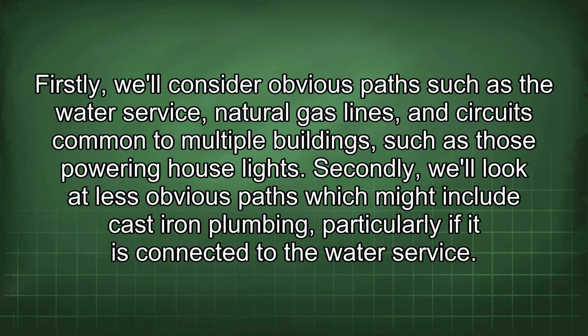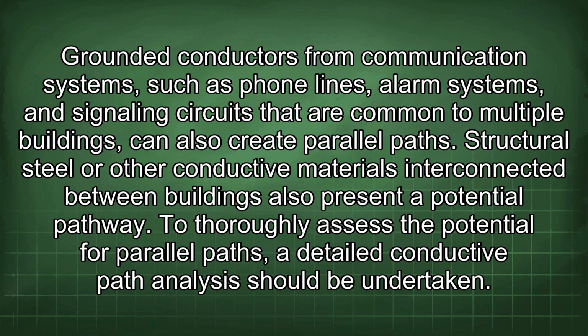Firstly, we'll consider obvious paths such as the water service, natural gas lines, and circuits common to multiple buildings, such as those powering house lights. Secondly, we'll look at less obvious paths which might include cast iron plumbing, particularly if it is connected to the water service. Grounded conductors from communication systems such as phone lines, alarm systems, and signaling circuits that are common to multiple buildings can also create parallel paths. Structural steel or other conductive materials interconnected between buildings also present a potential pathway.